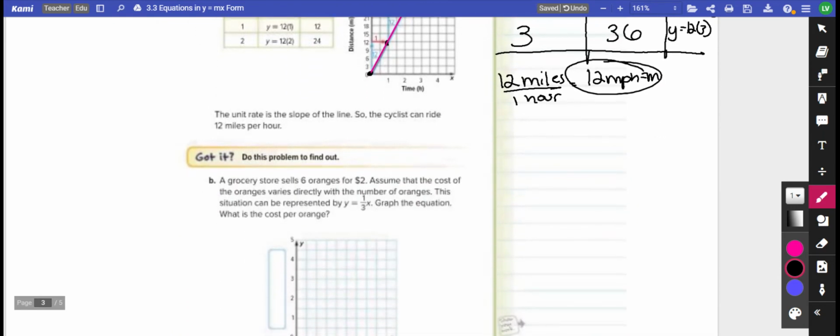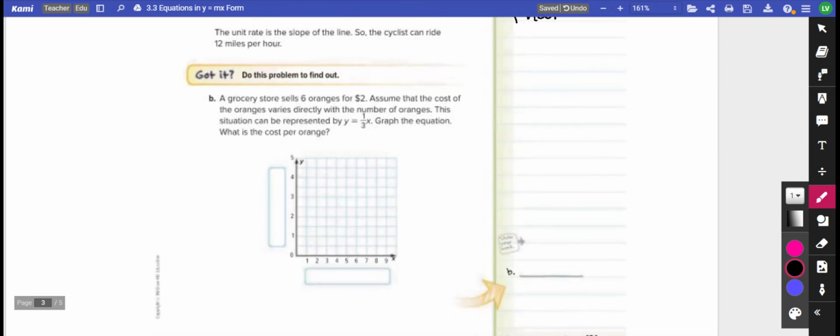Got it? We're going to do this problem to find out. Letter B, a grocery store sells 6 oranges for $2. Assume that the cost of the oranges varies directly with the number of oranges. This situation can be represented by y equals 1/3 x. We're going to graph the equation. What is the cost per orange? Well, just like before, I want to make a table of values. So x is going to be the number of oranges.